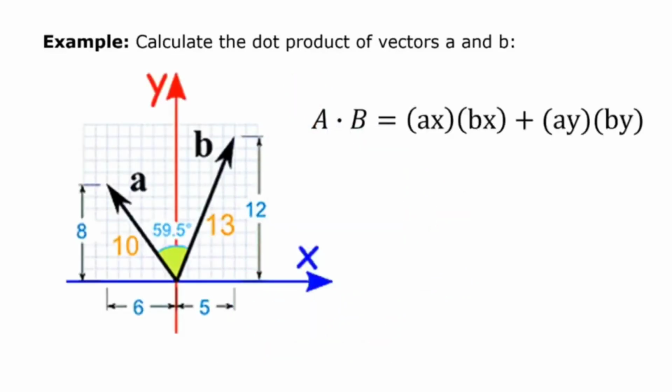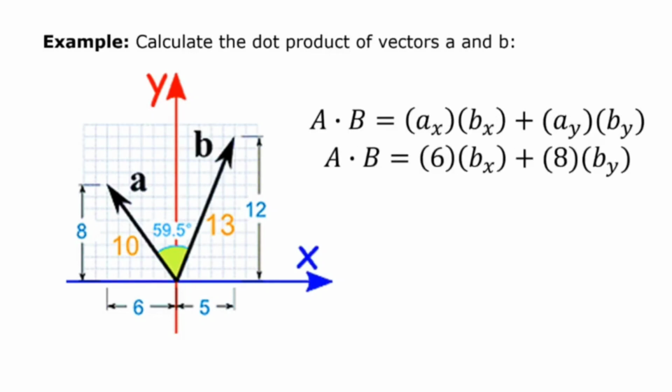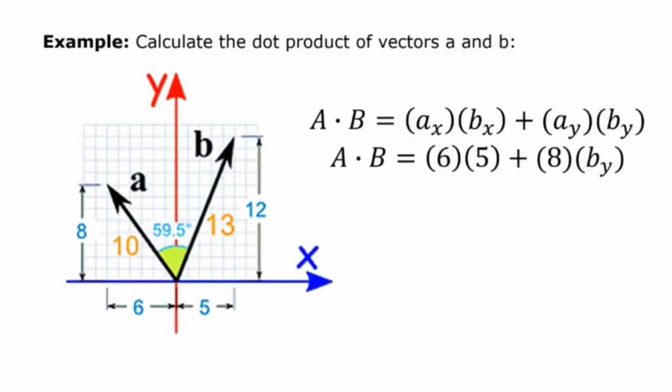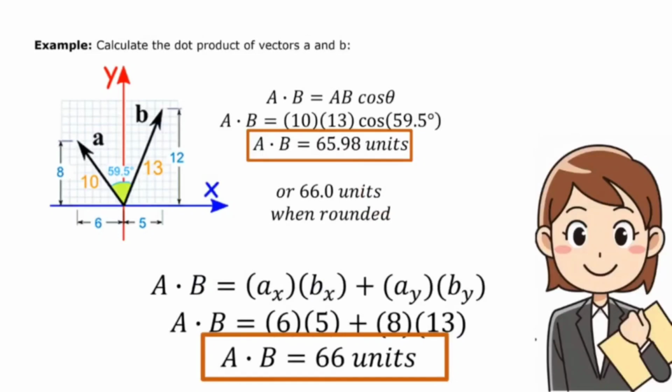Now using the formula for the x and y components of the vector, we substitute 6 for A sub x, 8 for A sub y, 5 for B sub x, and 13 for B sub y. Calculating this, we get the dot product of A and B equals 66. As we can see, using either of the two formulas will give the same answer. Thus, we can choose the most convenient one for us, or whichever is suitable for the given.